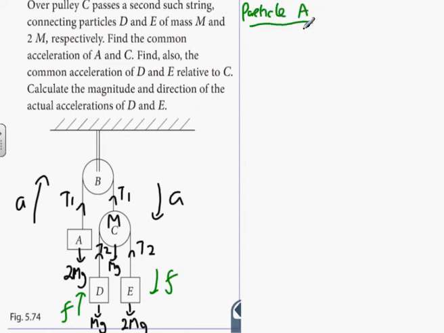So what can you tell me about particle A, guys? Up or down? Up. Okay, what's dragging it up? T1 minus 2mg equals 2ma. Points on the board, 5 marks. Next one, particle C. Oh, sorry, pulley C.